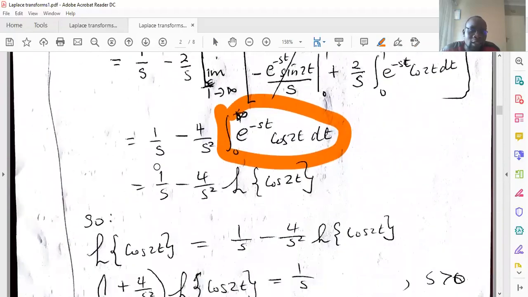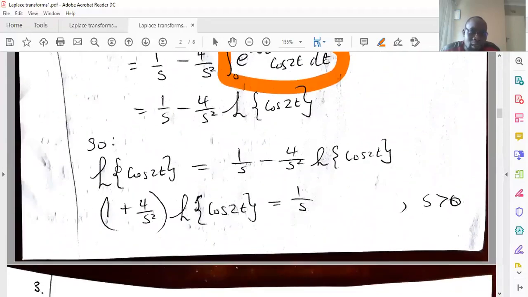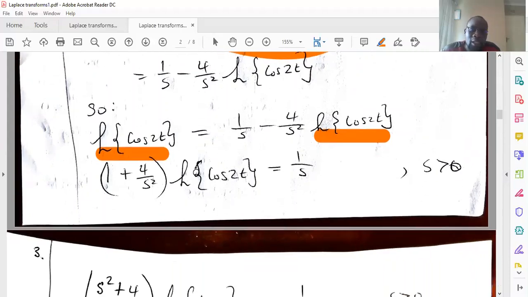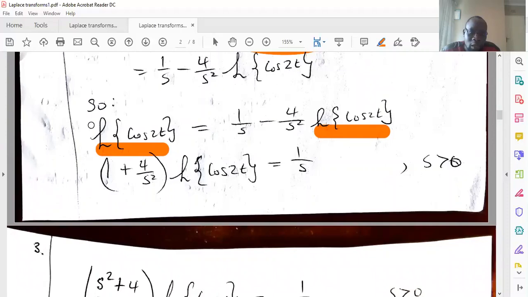So I can rewrite it and say the left-hand side, the Laplace transform of cos 2t, is equal to the right-hand side. So now I can see the Laplace transform is common on both ends. And then from there, it's okay, because I have common terms on both sides, so I can bring this one to the left-hand side and factorize, then I get 1 here, and then this is minus 4 over s squared. That becomes 1 plus 4 over s squared times the Laplace transform is equal to 1 over s.